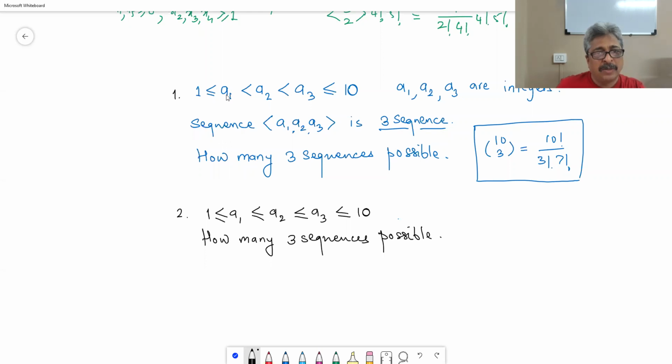You can always consider A1 is equal to 1 and find out all possible A2s and A3s. Then you can find out A1 as 2 and find all possible A2s and A3s. Like that you can do counting, and it is not difficult. Therefore, you could get the answer correct, which is 120. Perfect, no problem. Now solve this. Equality is allowed. Before discussing the solution of this problem, let me put the second, maybe third problem.